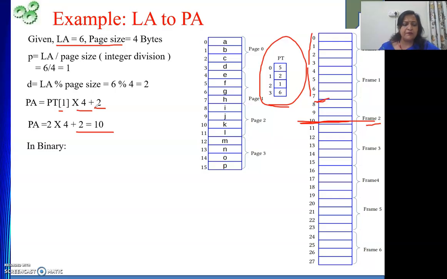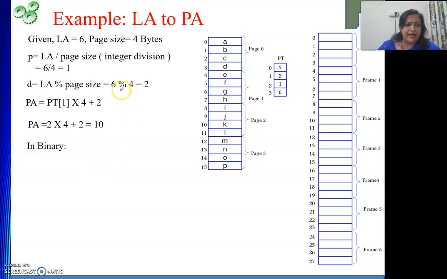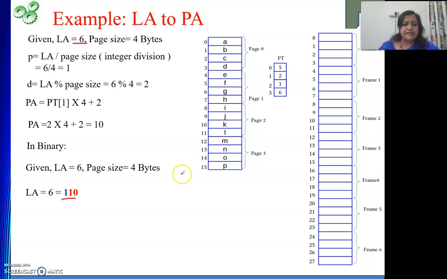Now see, if I am talking about the addresses in binary, then this logical address is 6. How can I write 6 in binary? Binary 6 is 110, right? 110 is 6. This much we know. And page size is 4 bytes. Now this 110 is divided into 2 parts: one is offset, one is page number.